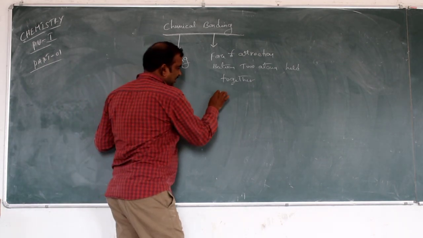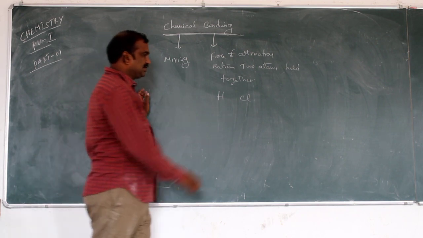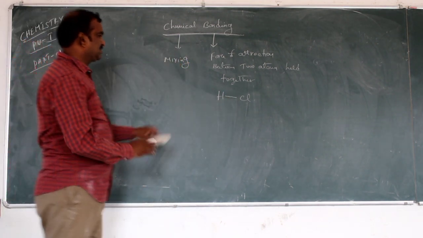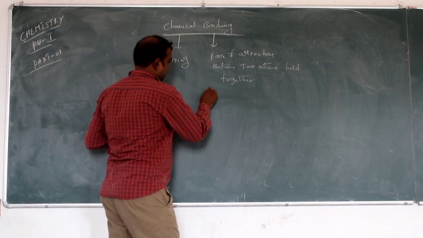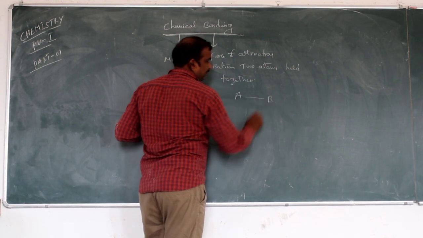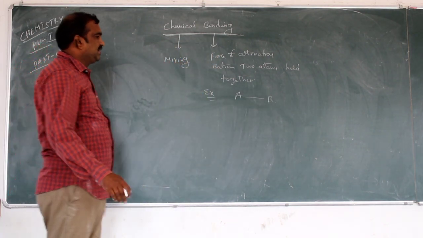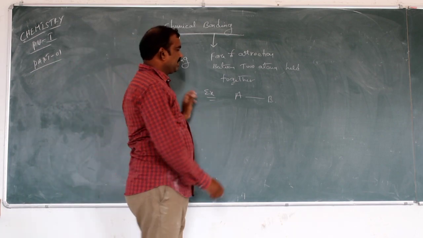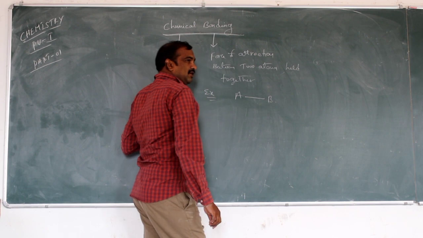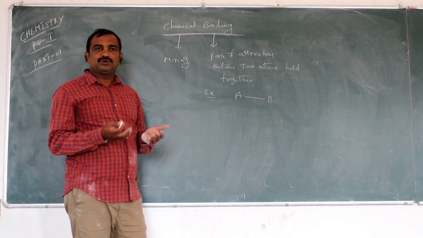Suppose we take H and Cl. The bond is formed between H and Cl. Or we take a general example, A and B. The bond is formed between A and B. How is the bond formed here? The bond is formed by 2 electrons.